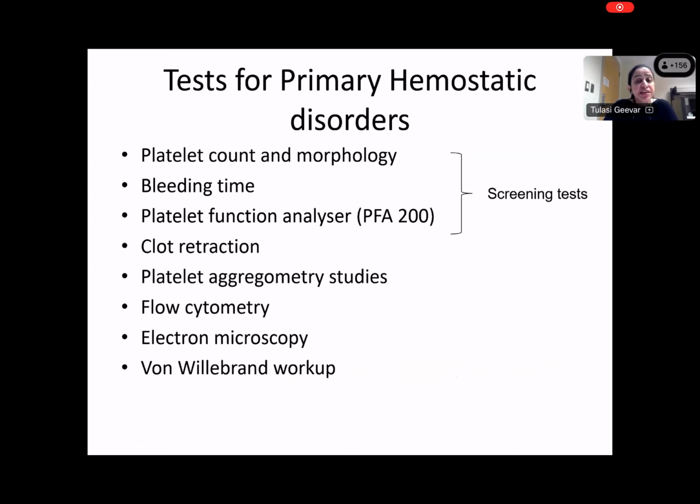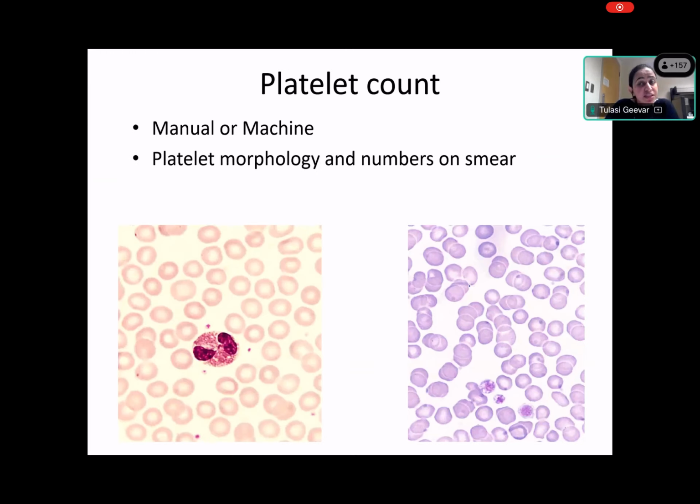So when you need to test for a primary hemostatic disorder, the screening tests are platelet count and morphology. Morphology becomes important. Then the bleeding time and the platelet function analyzer, PFA-200, and more specific tests like aggregometry, flow cytometry, electron microscopy, and von Willebrand workup. It is important to look at the platelet count and morphology because in platelet function disorders like Bernard-Soulier syndrome, you can see giant platelets with thrombocytopenia. So yes, pay attention to the platelet morphology also.